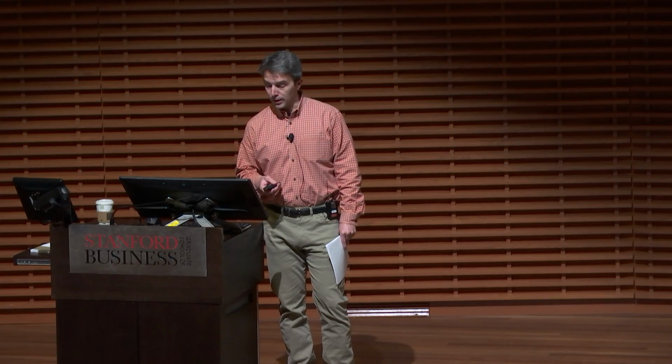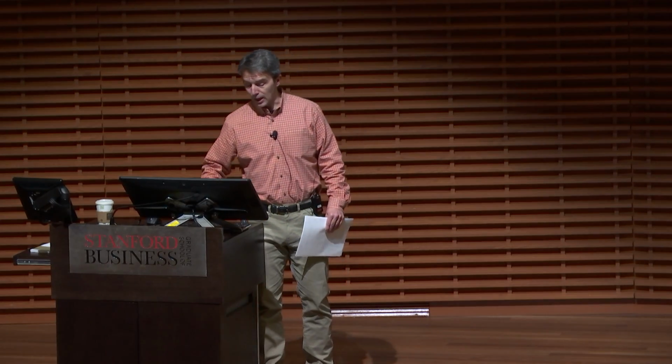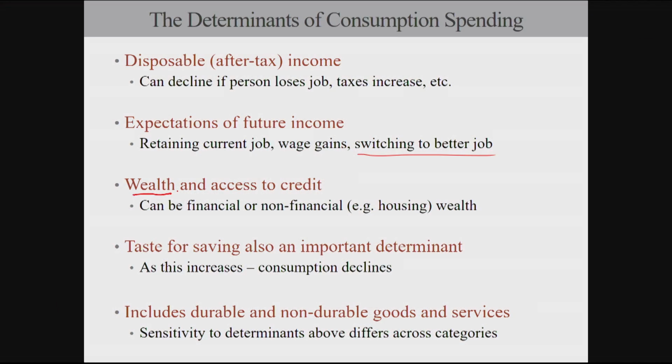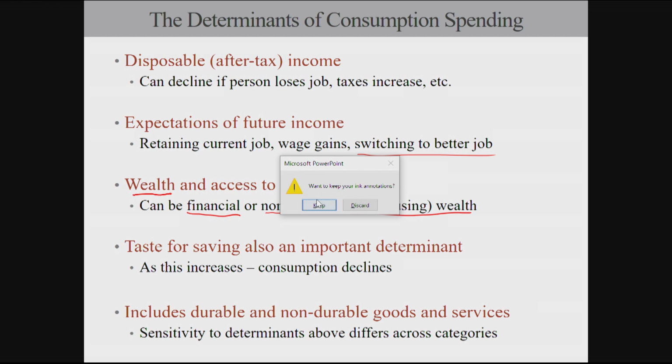are rising or falling. Wealth is a big factor, and how much access to credit people have. So this can be financial wealth, like the amount of money that people have in the stock market, or non-financial wealth, like housing prices. And we talked a bit last time about how massively house prices in the US had changed about a decade ago when we were in the Great Recession, and it hit some markets much worse than others. On the financial wealth, I just want to show you, keep ink annotations, yes.